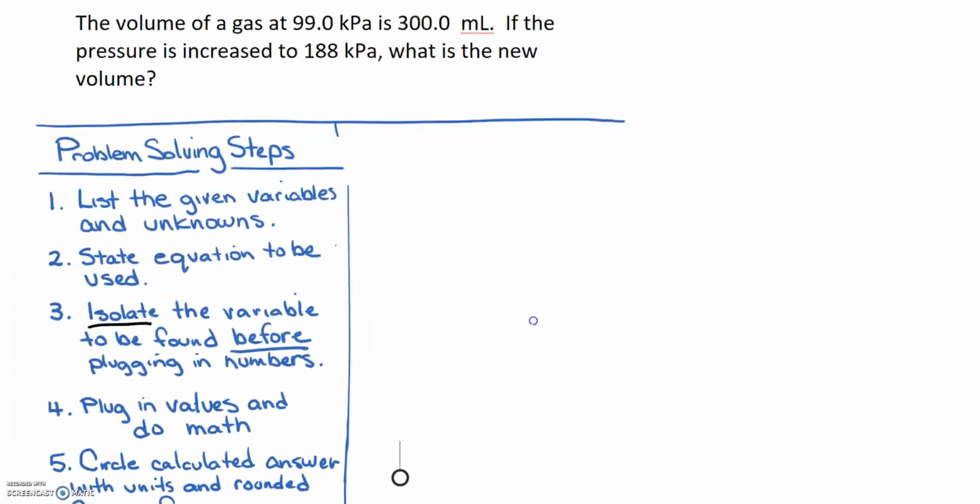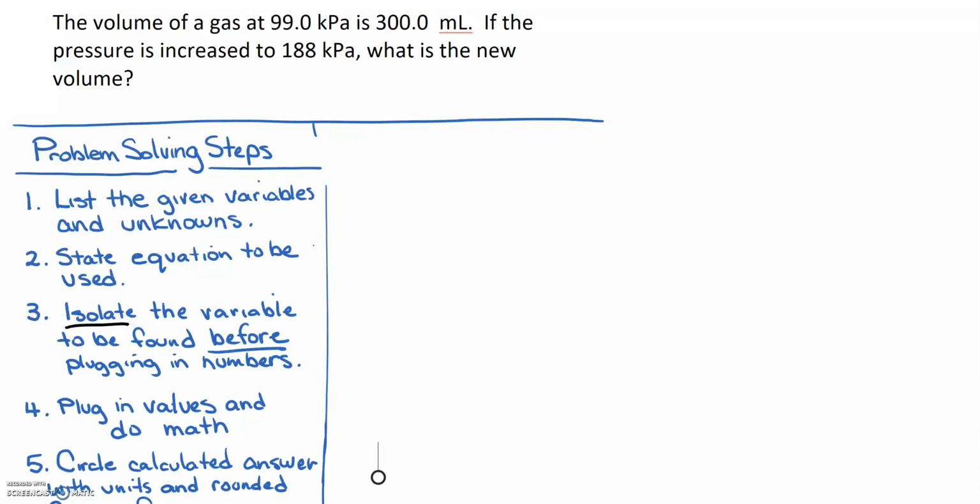Our example is the volume of a gas at 99 kilopascals of pressure is 300 milliliters. If the pressure is increased to 188 kilopascals, what is the new volume? We've always said let's circle what we're looking for and underline what we've been given. Using this, we can realize I've got pressure and volume. Those are the 2 variables that are expressed with Boyle's law.